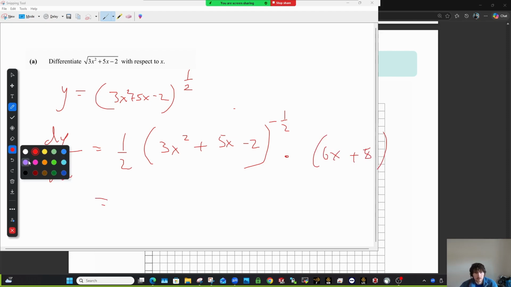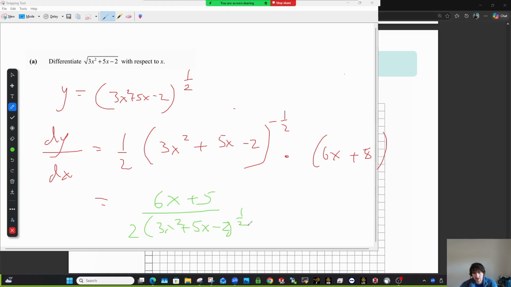And then you can tidy this up. When you have a minus a half, it's the same as a plus a half power on the bottom. I'll actually do this step by step for you. So there's a 6x plus 5 on top. There's the half, so that means there's a 2 down here, and you can bring this underneath, and it's a 3x squared plus 5x minus 2 to the power of a half. But anything to the power of a half is the same as a square root. So you could then write this as that, and that is the neatest way you can give that answer. That's a 2. Okay, hope people are happy with that.